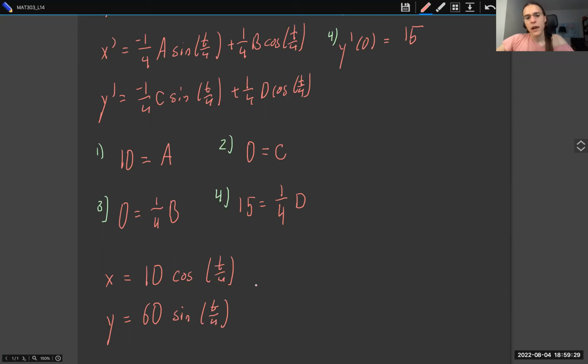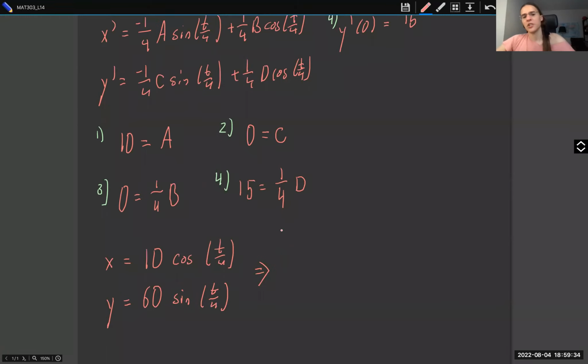But there's an easy way to solve these equations to give an equation in terms of x and y. So what's the relationship between x and y? Well, then we have that 1 is equal to x over 10 squared plus y over 60 squared. And that's clearly the equation of an ellipse, right? It's the equation of a circle where we've squashed x and y by certain factors. So it gives an ellipse.